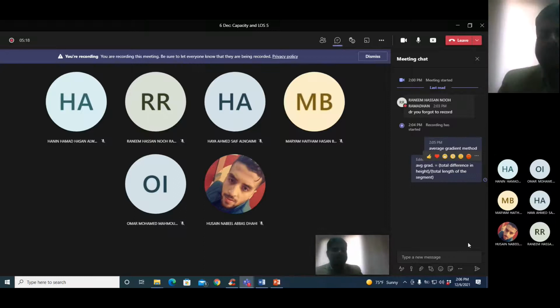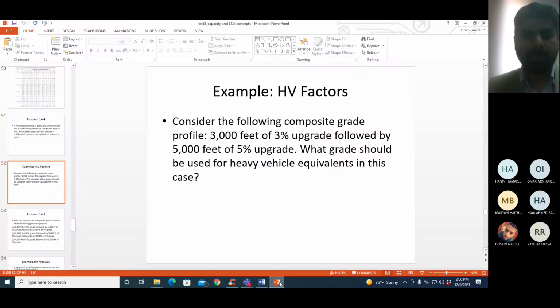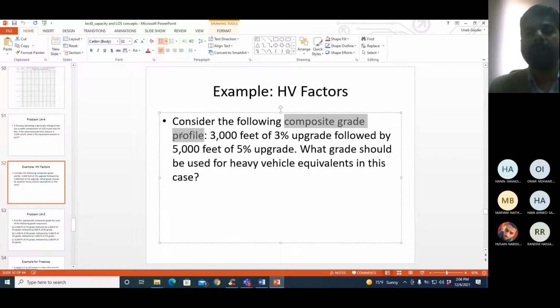So as per the average gradient method, this is how you can calculate the average gradient. If you have 2 or 3 or 4 gradients in a segment and you want to combine them, this is how you do it. Let us see how we can do it in an example. So we have a composite gradient profile. A composite gradient profile means a segment having multiple gradients.